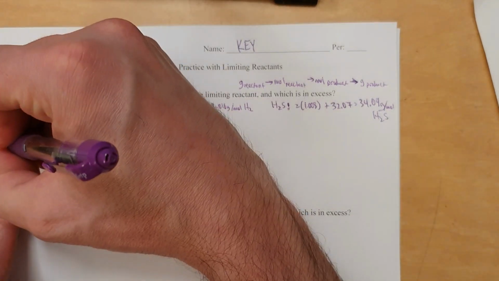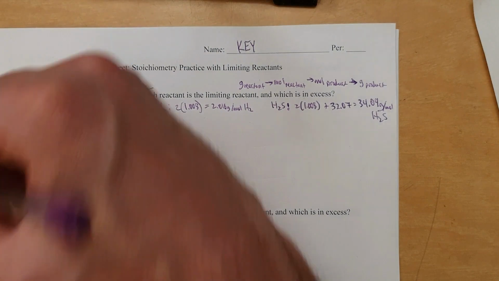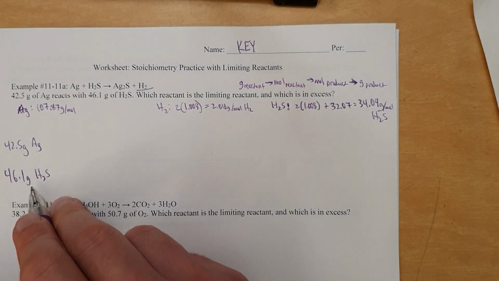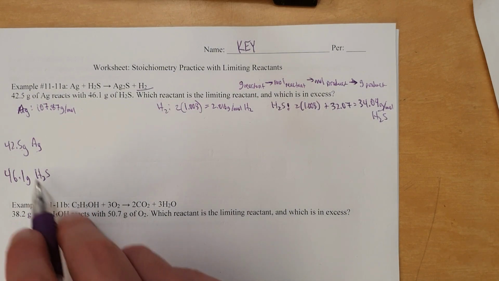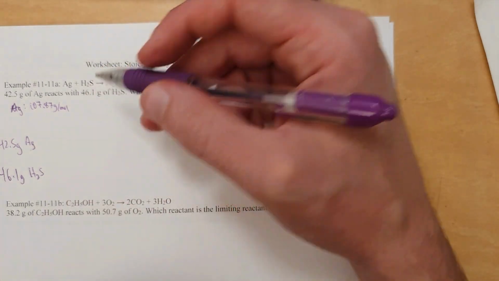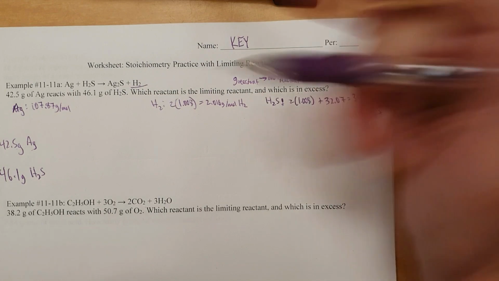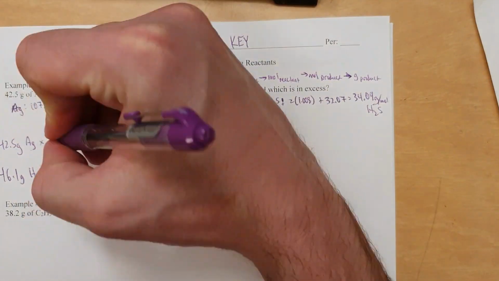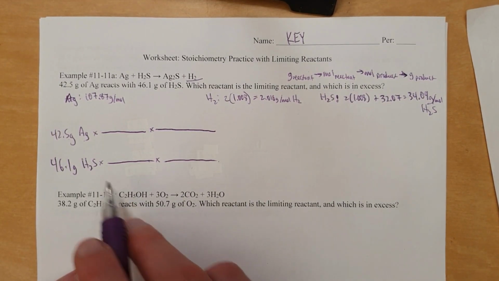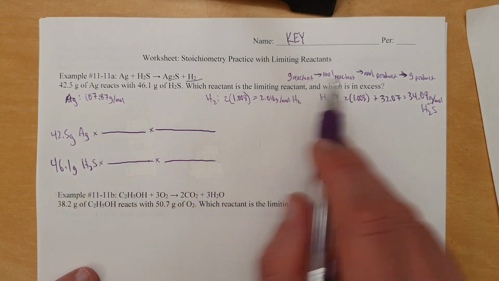So, let's write our two reactants. 42.5 grams of silver and 46.1 grams of H2S, which is, again, hydrogen sulfide. Depends on the state. If it's dissolved in water, then it's hydrosulfuric acid. If it's a gas, then it's hydrogen sulfide. Regardless, we're going to take this and go through this calculation. We're going to do both of these. Oops, made a mistake, so let me fix that. Anyway, we write down what our given is, and we're going to go through this process.